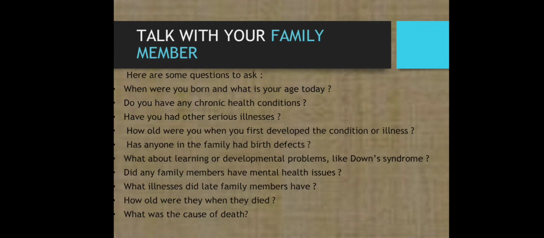First, talk with your family members. Ask them some questions, such as when were you born and what is your age today? How old were you when you first developed the condition or illness? Has anyone in the family had birth defects? How old were they when they died? What was the cause of the death?